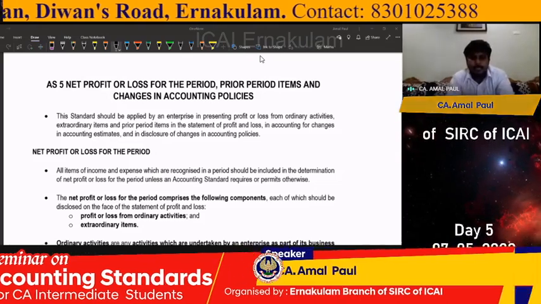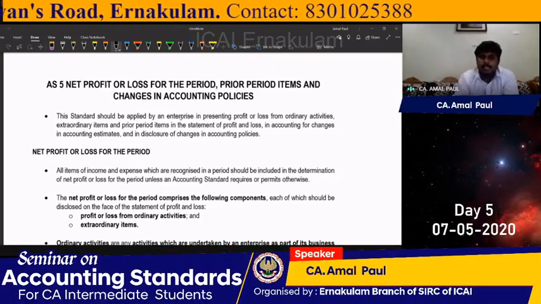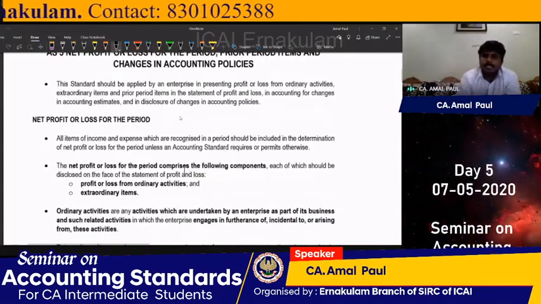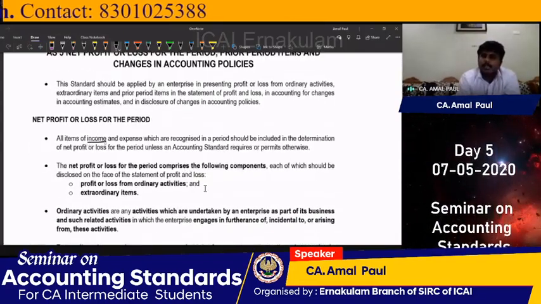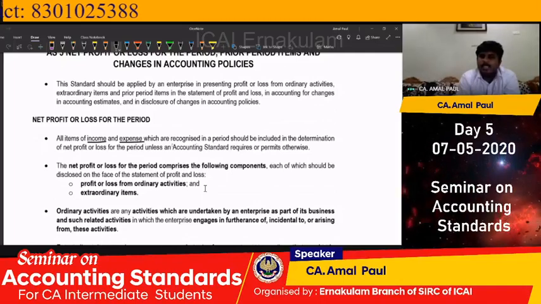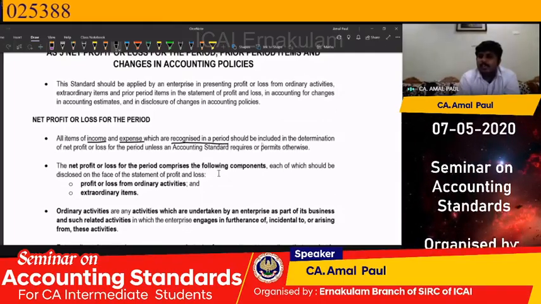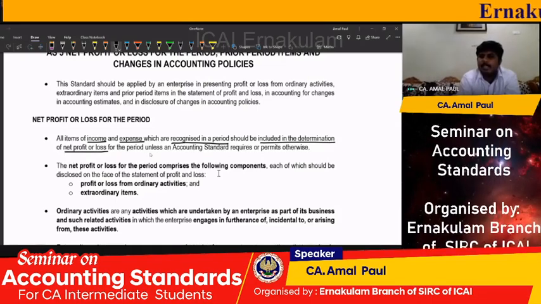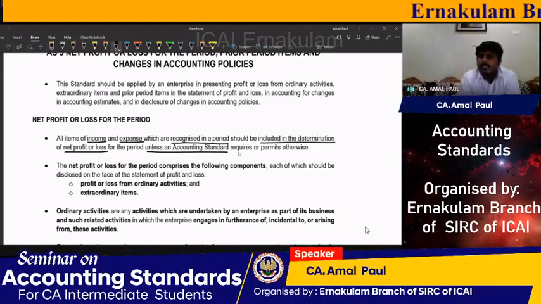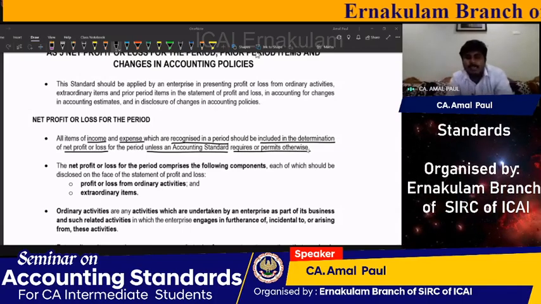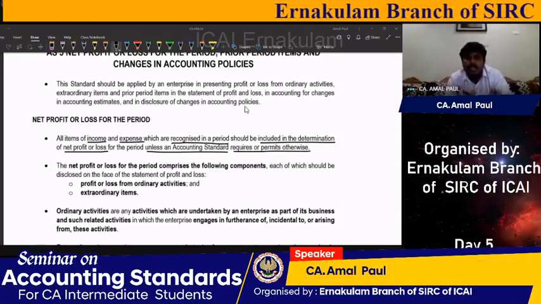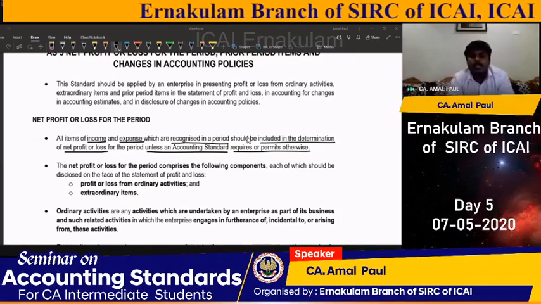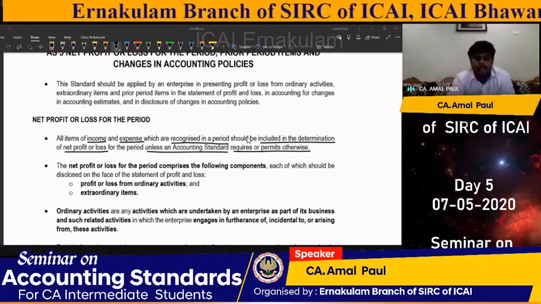So the first one is net profit or loss for the period. As per the standard, all items of income and expense which are recognized in a period should be included in the determination of net profit or loss unless another accounting standard requires or permits otherwise. What is the meaning of this? Usually all income and expense should be taken to P&L unless otherwise specified.